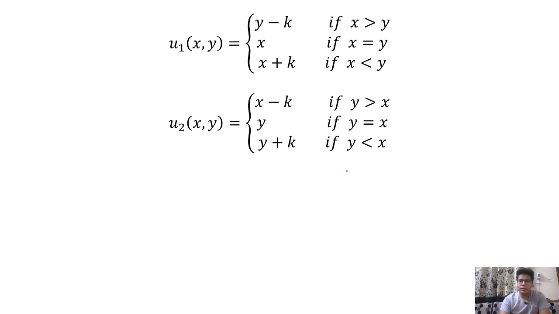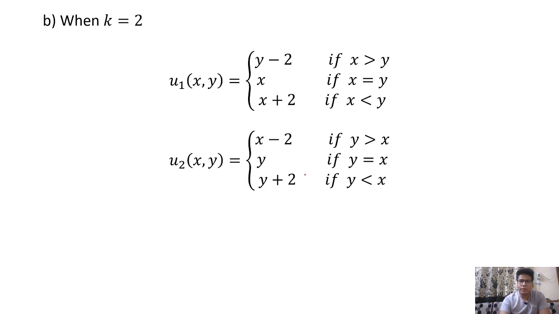Now let's start with the best response function. Before approaching the best response, there should be some value k, which is given in part B of the question. You can have the payoff function in terms of the value k. The question says k is equal to 2, so I substituted the value k equal to 2 in place of k. These are the payoff functions for player 1 and 2 respectively.